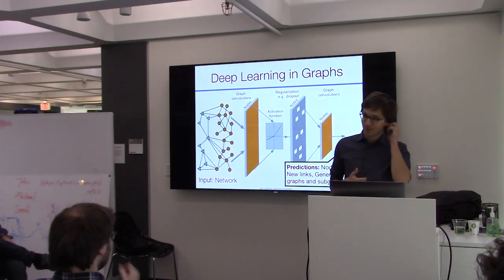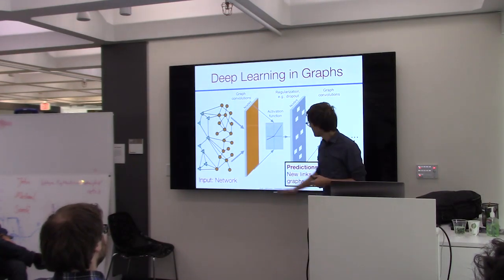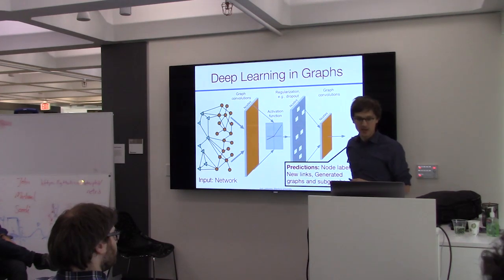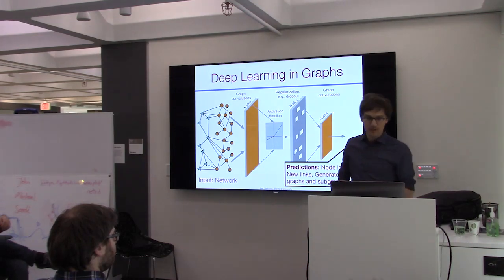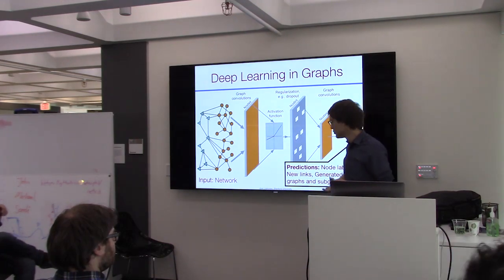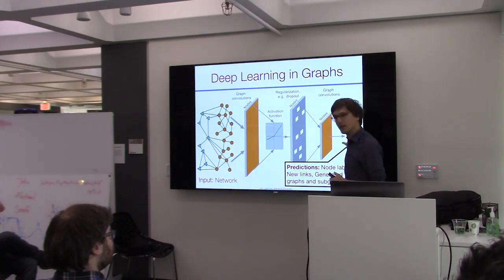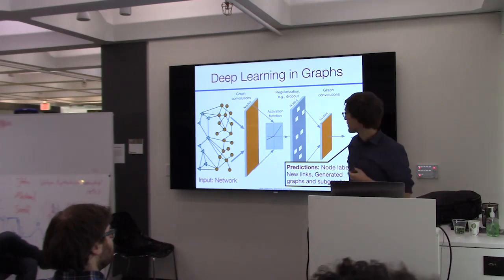So what we would like to do, at least intuitively, is take the network on the left and pass it through some deep neural network to make some predictions here on the right. These predictions can be something about the nodes, about the links of the network, about subgraphs, or about entire graphs. So we are agnostic about what the prediction task will be here.